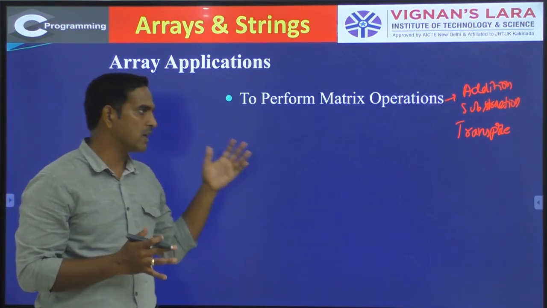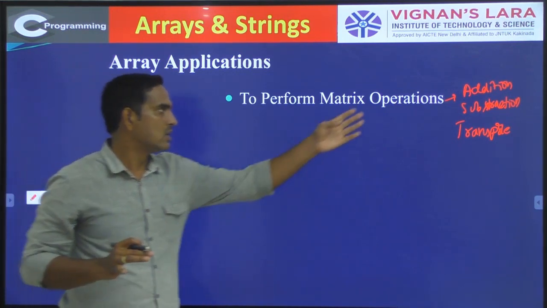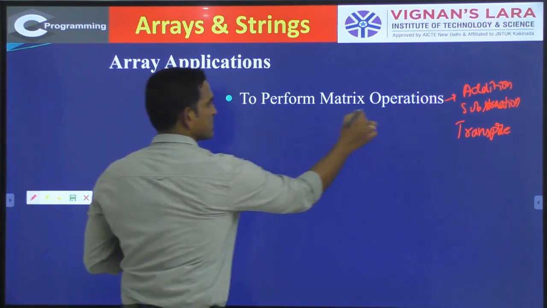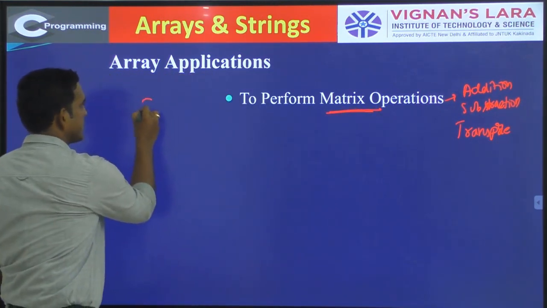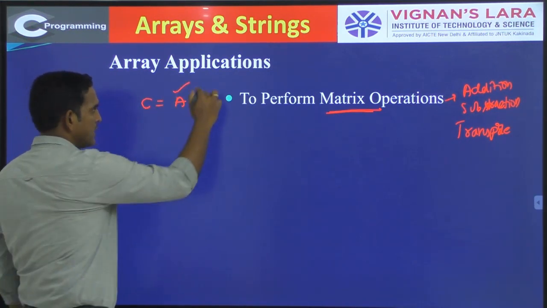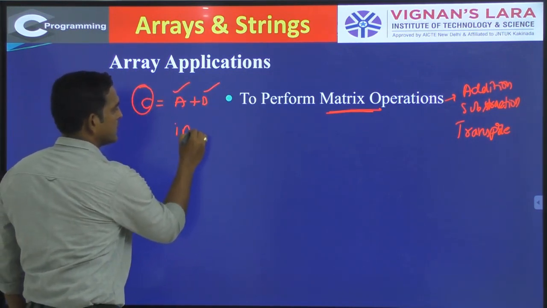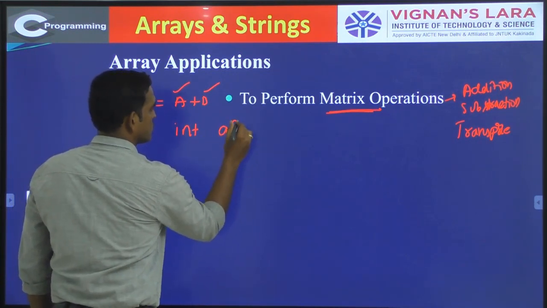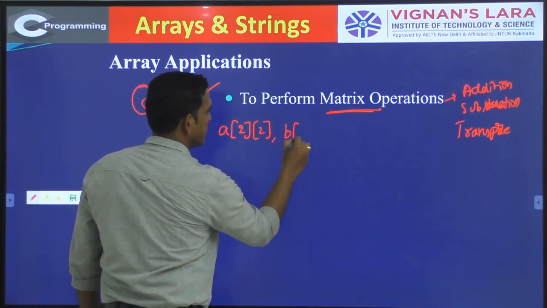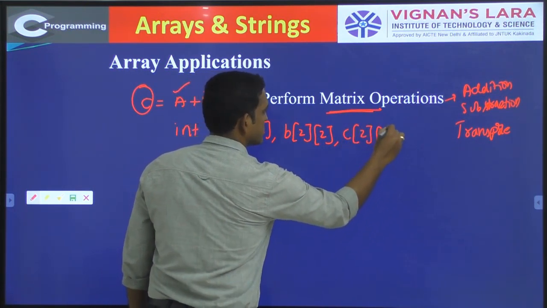The basic thing is you should be able to use this particular part, that is, how to use your two-dimensional arrays to perform all these operations. In order to perform the matrix addition, I will take one A array, another B array, and I will store the result in a C array. That is, you have to declare 3 arrays. I will take a 2 by 2 matrix A, another B array, 2 by 2, and another C array, 2 by 2 matrix.